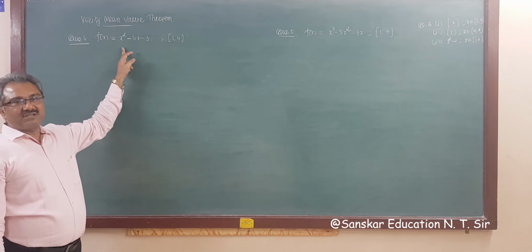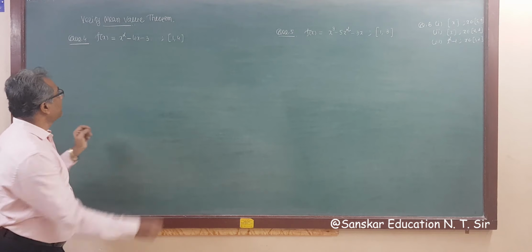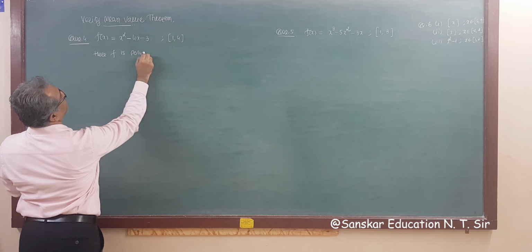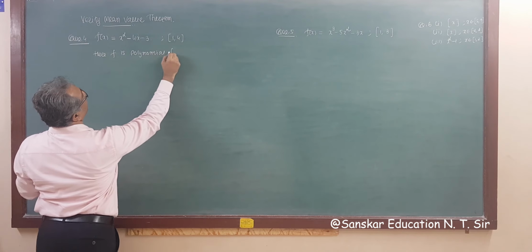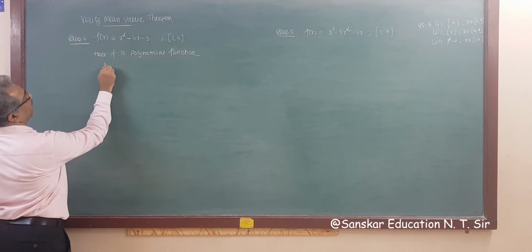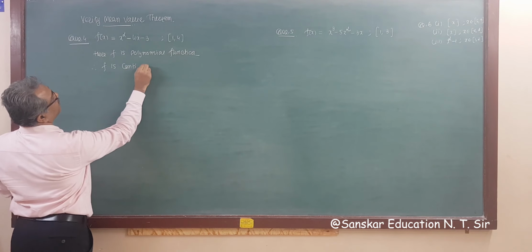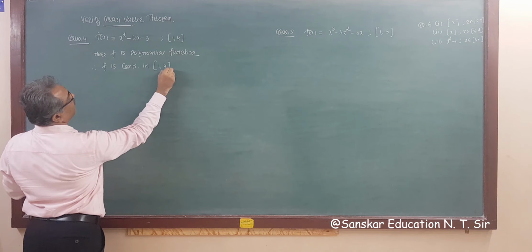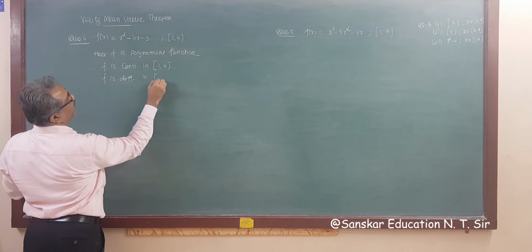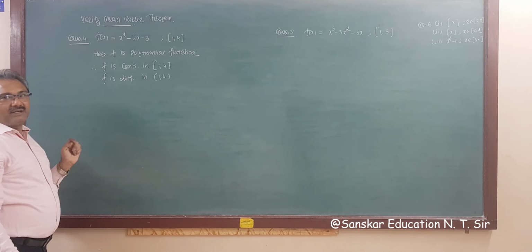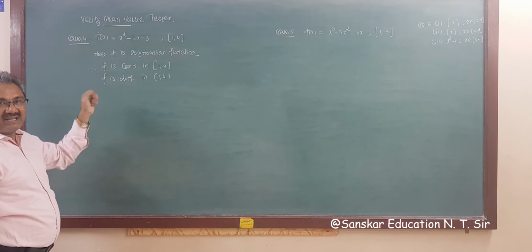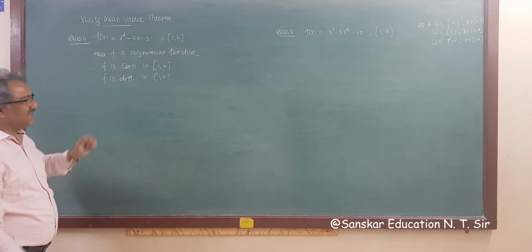So f is a polynomial function, so as usual it's continuous and differentiable. So here f is polynomial function, therefore f is continuous in [1, 4], f is differentiable in open interval (1, 4), right? Therefore by the mean value theorem you have to verify f dash c is equal to (f(b) minus f(a)) upon (b minus a), so you require f dash x, right?